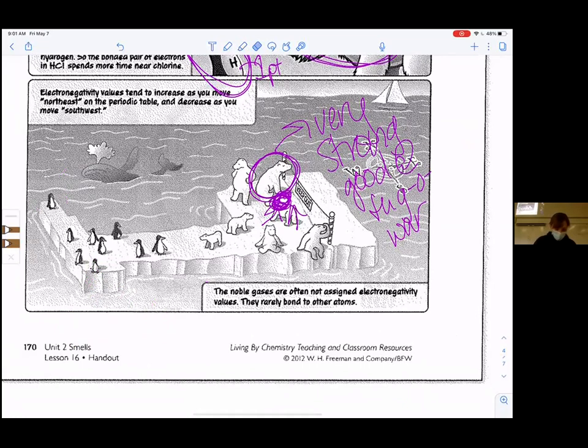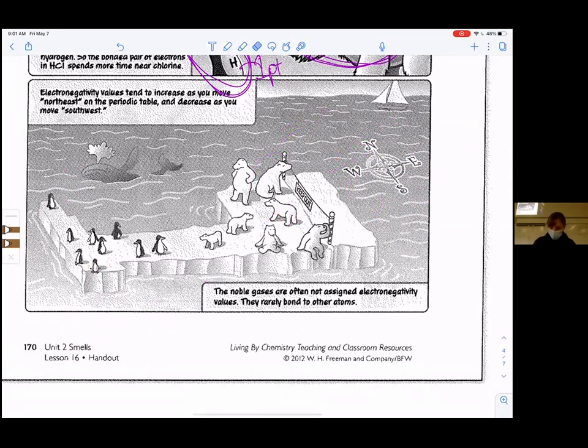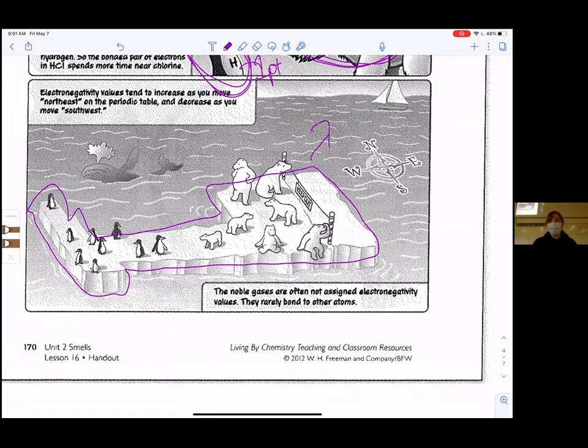So what do you notice about the different critters on either side of the periodic table down here? Oh, first of all, this whole situation here kind of looks like a periodic table. So the iceberg is shaped like a periodic table. So that's one thing.